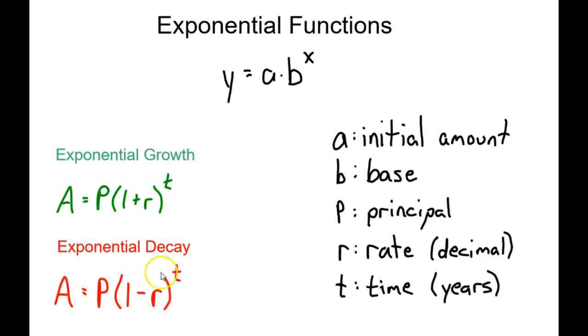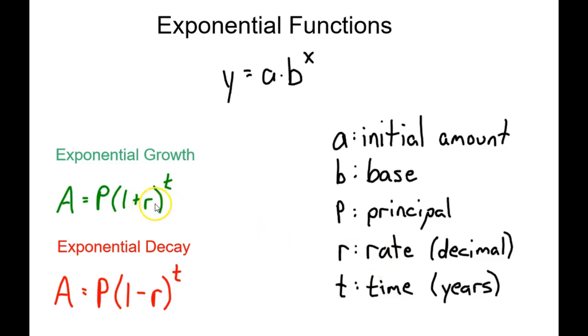For exponential decay, the only thing that changes is instead of adding, we're subtracting that rate. Okay, so now off to the right, you can see what some of these values represent. A, like I said before, is the initial amount. B is the base. P, the capitalized P, is the principal, which is essentially the same as the initial amount. When we're talking about application problems, the principal is referring to the original initial amount we start with.